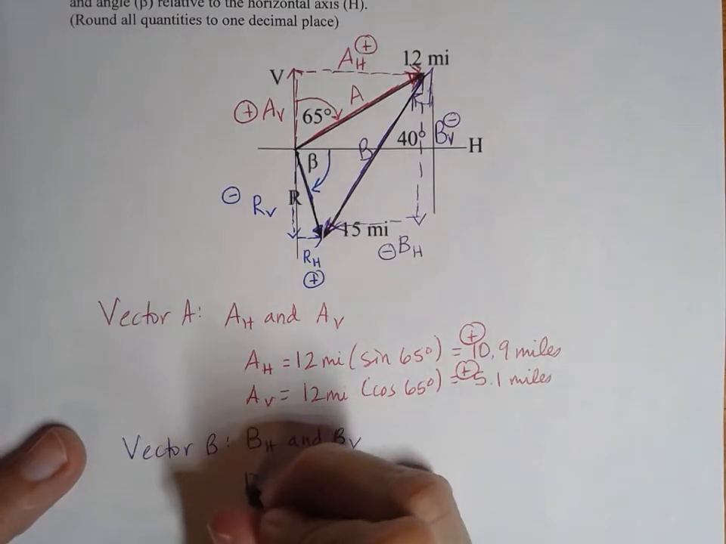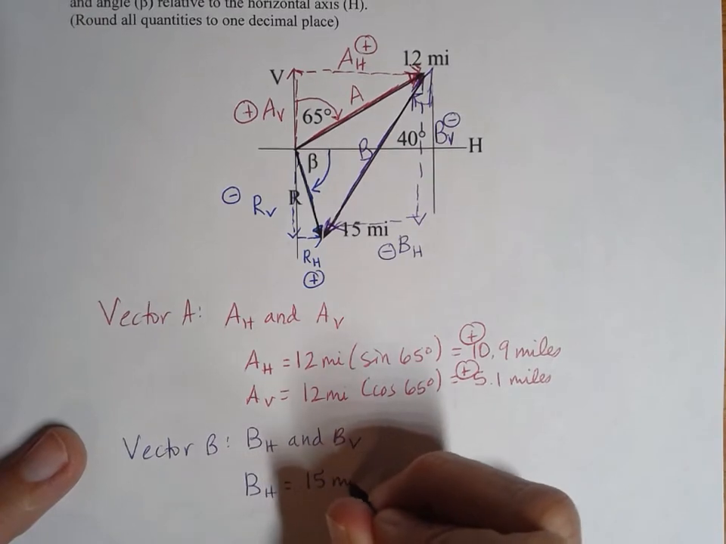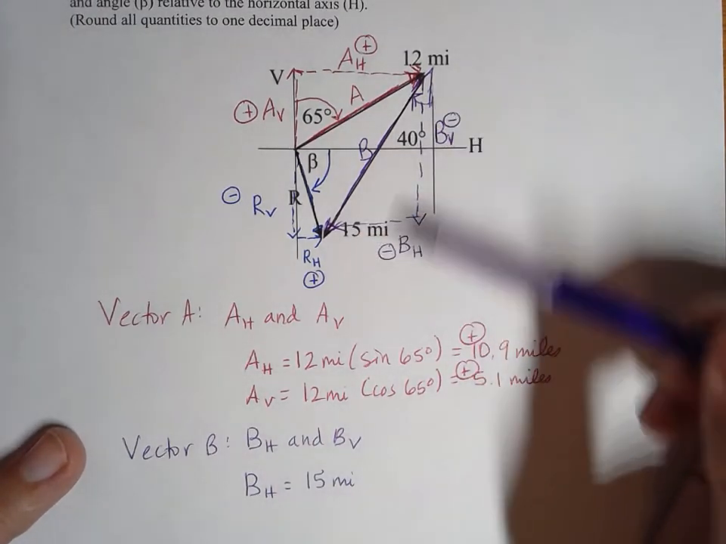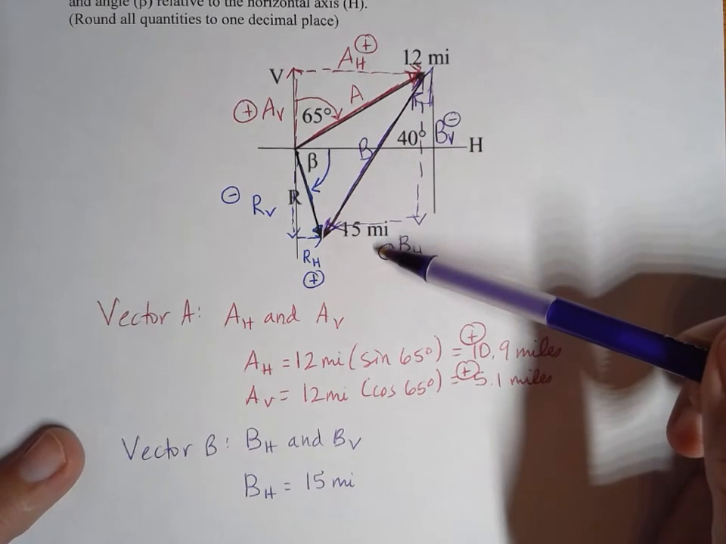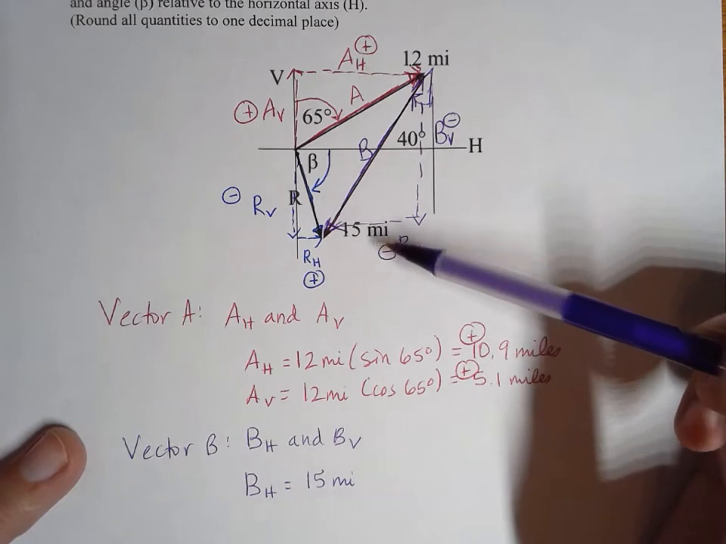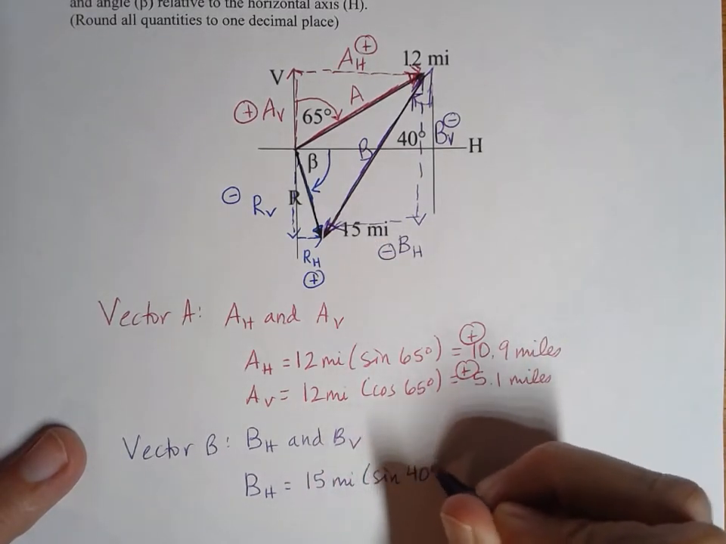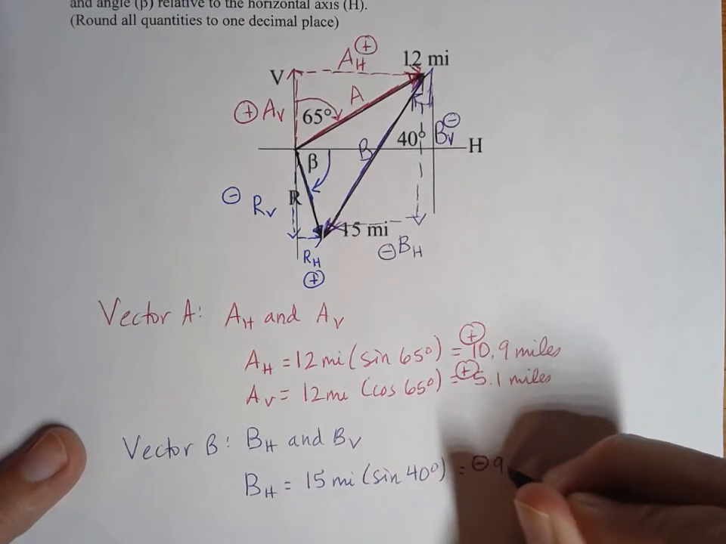So my horizontal component for B, my magnitude of B is 15 miles. And then I have to take a look. Horizontal here, is that adjacent or opposite to the angle that I know? Well, it's all the way over here. It is opposite, so I'm going to have to use sine again for my horizontal component, sine of 40 degrees. And when I do that, I get a negative 9.6 miles.